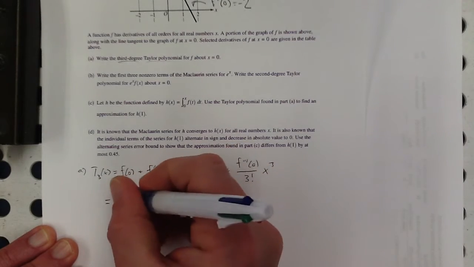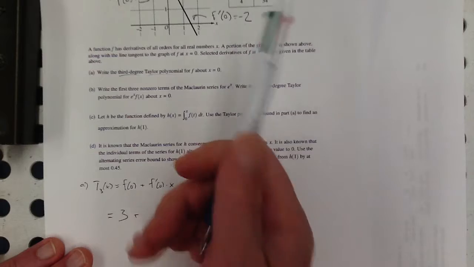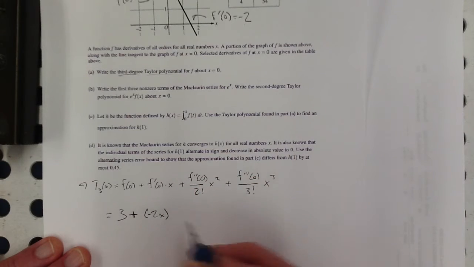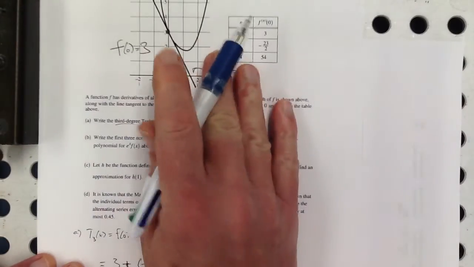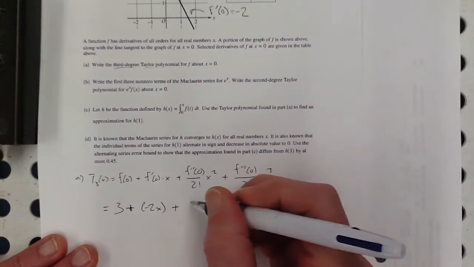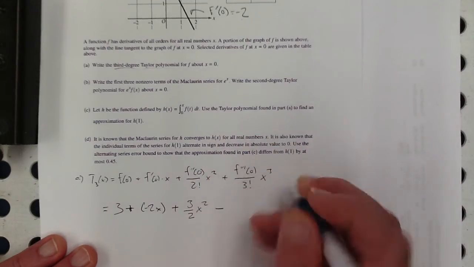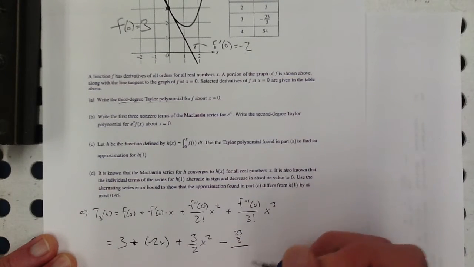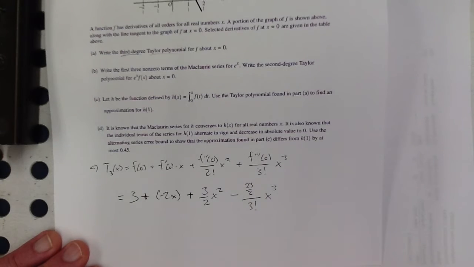So f of 0 is 3, right? I got that from the graph. F prime of 0 is -2. I also got that from the graph. Plus -2x. You can make that minus 2x if you want. Doesn't matter. Same thing. Plus the second derivative is 3 over 2 factorial times x squared, and the third derivative is 23 over 2 over 3 factorial times x cubed. Want to simplify that? Go ahead, but you do not have to. That would be 23 over 12, I guess, if you simplified that.